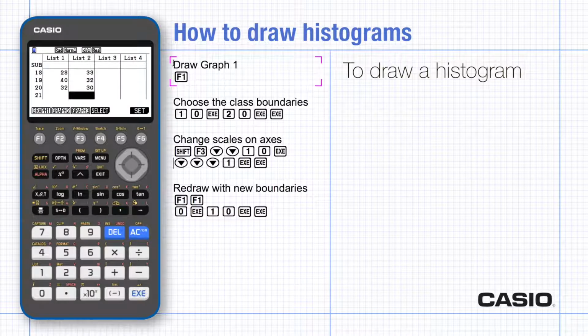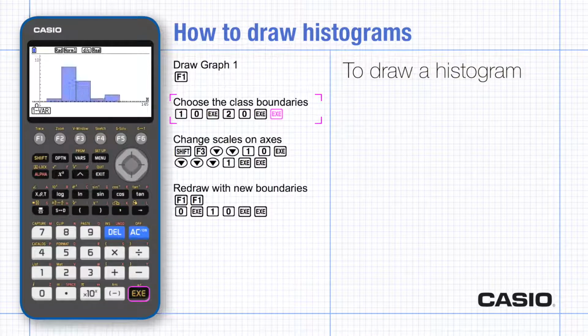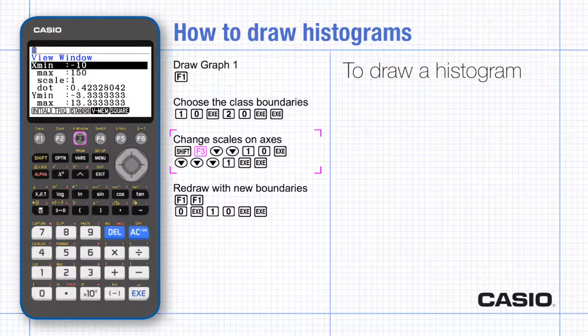You may find settings from previous histograms will come up and you can just overtype them with new values. Press Graph 1 and enter the values to choose the class boundaries. I've used 10 for the start and 20 for the class width. And enter, and then View window can be used to change the scales.